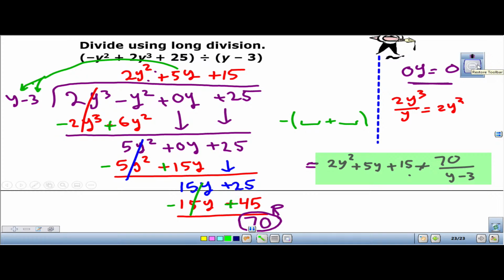Okay, that's how we do long division. Basically, it's almost the same concept as arithmetic long division with a little bit of modification and a few details. All right.